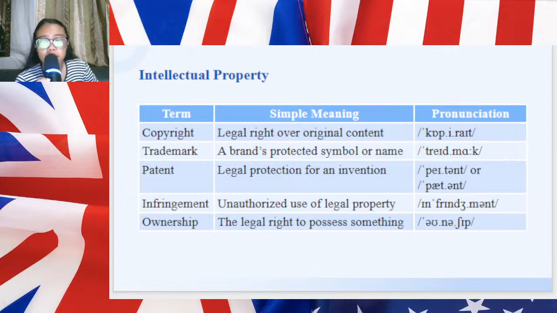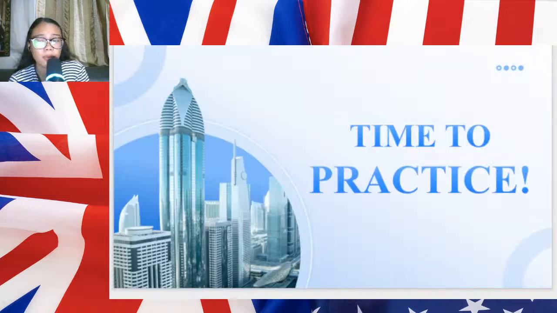When it comes to pronunciation, ownership starts with a diphthong sound O, followed by ner, which has a schwa sound in the middle, and then ship, which has a short E vowel sound. So all in all, the pronunciation of this word is ownership, with the first syllable being stressed. Ownership. So those are the terms for intellectual property, and we go over, of course, the practice drill.